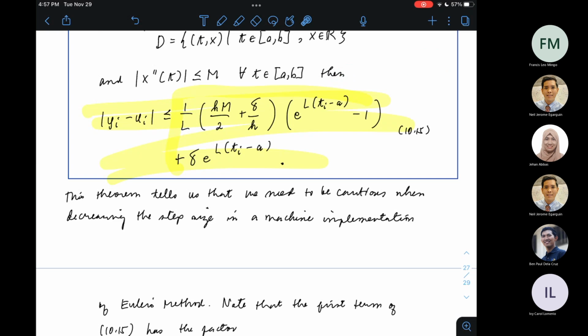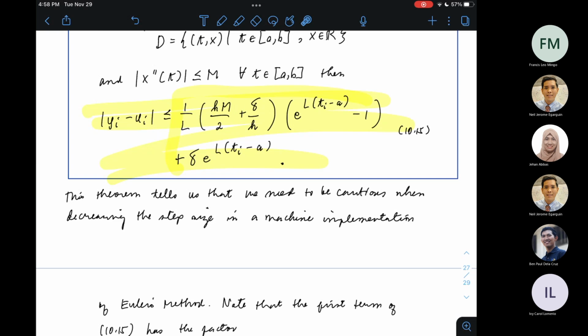Ito yung isa dun sa mga posibleng interpretation sa question ni Ivy at saka ni Francis kanina, na baka naman merong threshold yung value ni H. Alright? When you choose H to be very, very small, you're really making the contributions of the local truncation error or the global discretization error to a minimum. Lumiliit yung error, yung theoretical error.